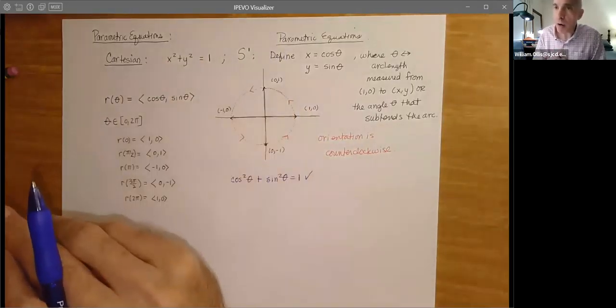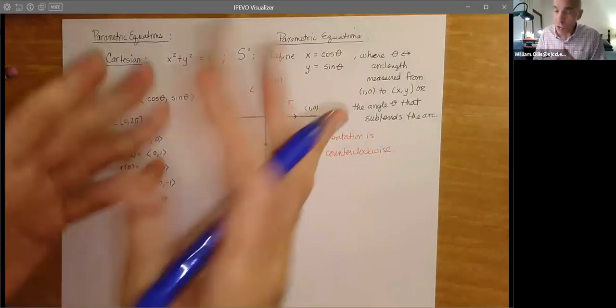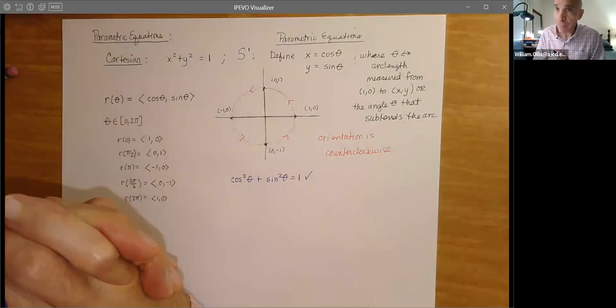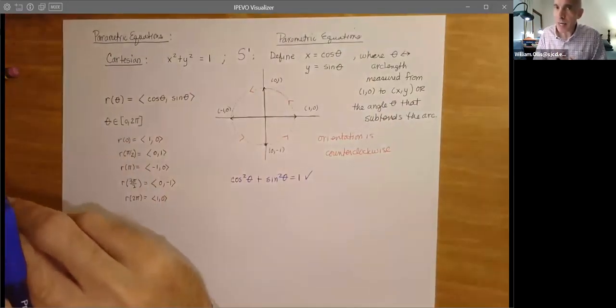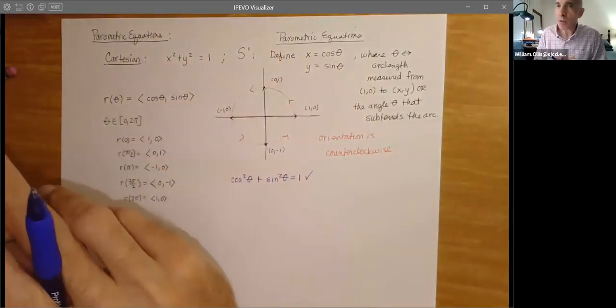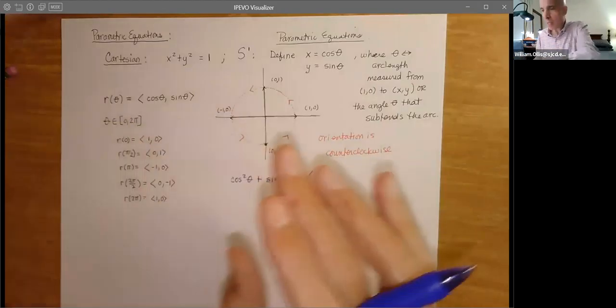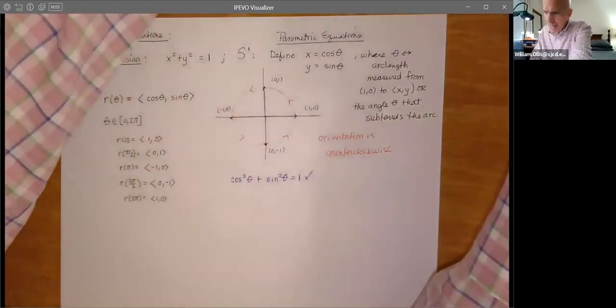Well, you could say x squared plus y squared, cosine squared theta plus sine squared theta is one. So that's why this parameterization works. It would have to satisfy this. So you've been doing this all along. You've already done parametric equations. You just didn't call them that.